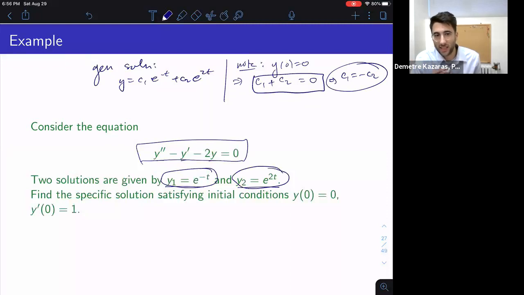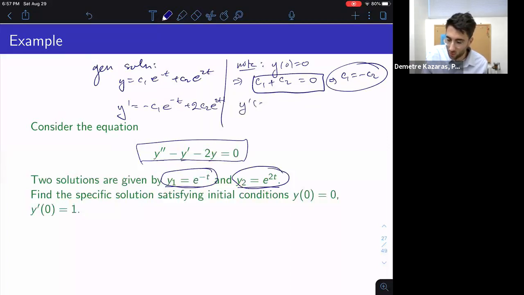Now let's write down the second one. Second initial condition, I want the derivative to be equal to 1 at time 0. So let's compute the derivative. The derivative is minus C1 e to the minus t, and then plus 2 C2 e to the 2t, just the chain rule. So the condition that y prime at 0 is equal to 1, let's see what that means in terms of C1 and C2. Let's plug in 0 there. So y prime at 0 is minus C1 plus 2C2. And that should be 0.